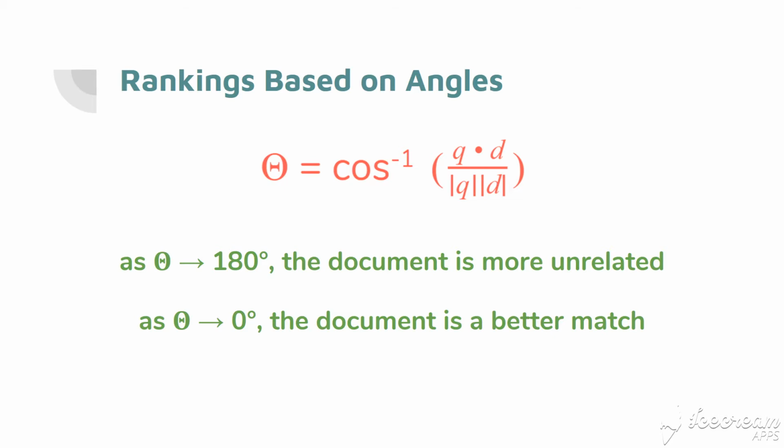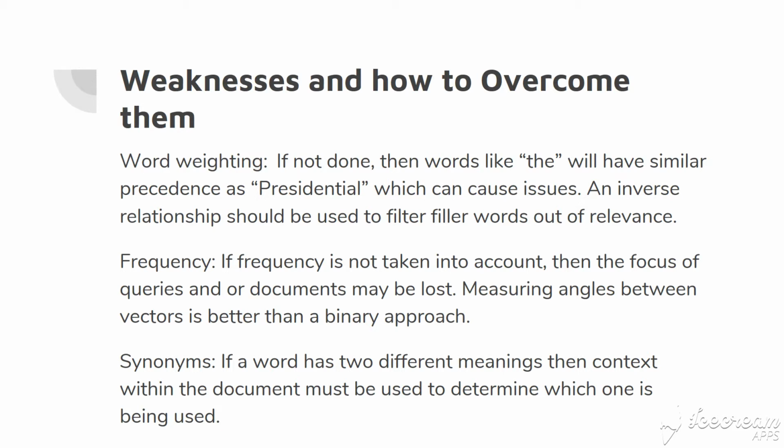There are weaknesses to the vector space model, however, such as word weighting. If this is not done, words such as "the" will have similar precedence as "presidential," which can cause issues to relevance. Other issues, such as frequency and synonyms, can also be an issue for the vector space model. For instance, if a word has 2 different meanings, then context within the document must be used to determine which word is being used. And frequency, if that is not taken into account, then the focus of queries and/or documents may be lost. For instance, if someone is repeating the word "dog" many times, but the document isn't actually about dogs, it could confuse the model entirely.